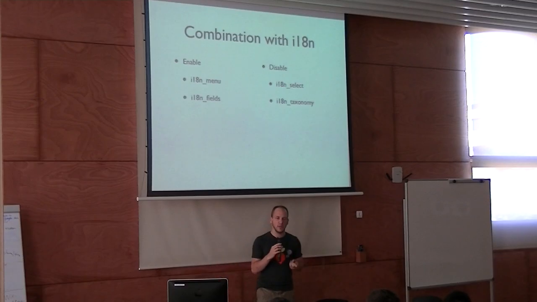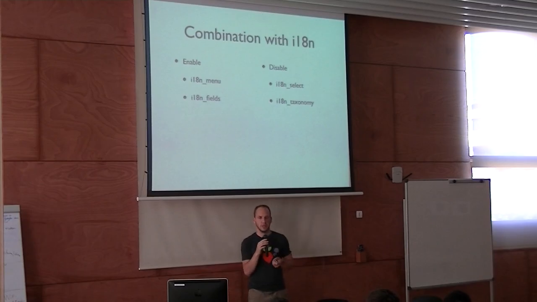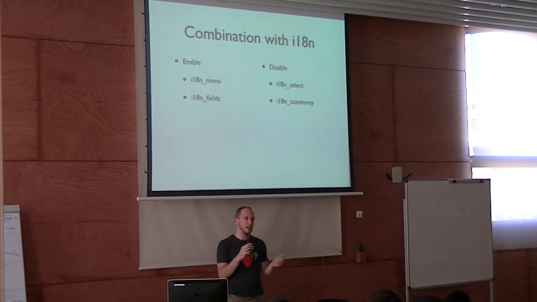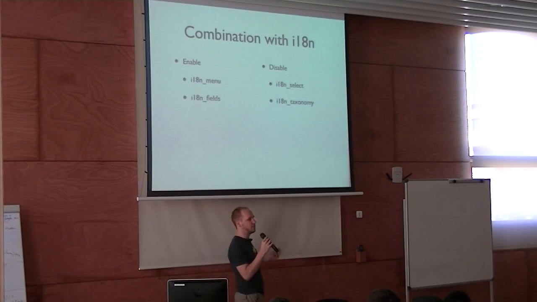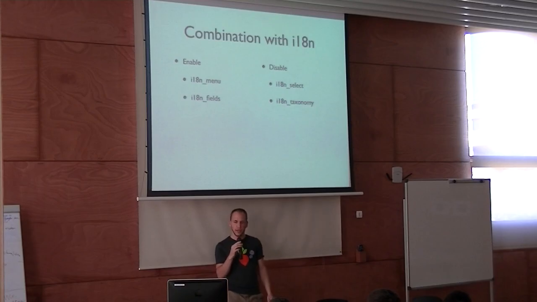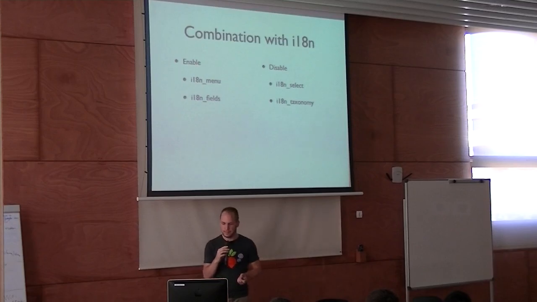Also, I18N taxonomy used to be a way to translate taxonomy terms, and it was very, very painful. It had a lot of drawbacks. And this is one use case where entity translation really makes a lot of sense. It's for the translation of categories, of tags. So you really want to use entity translation for the translation of taxonomy terms instead of I18N taxonomy. You can forget about that one.